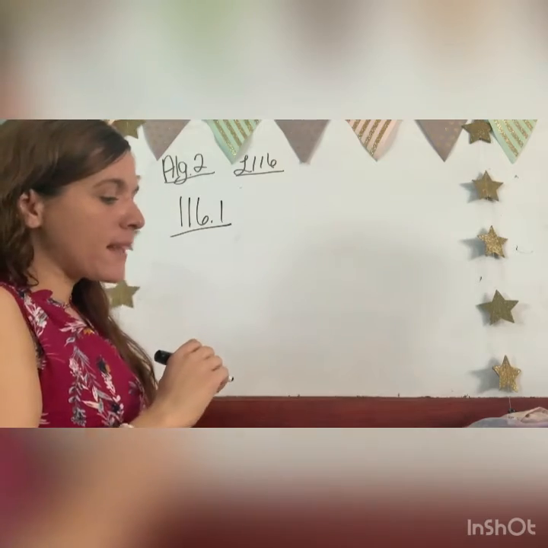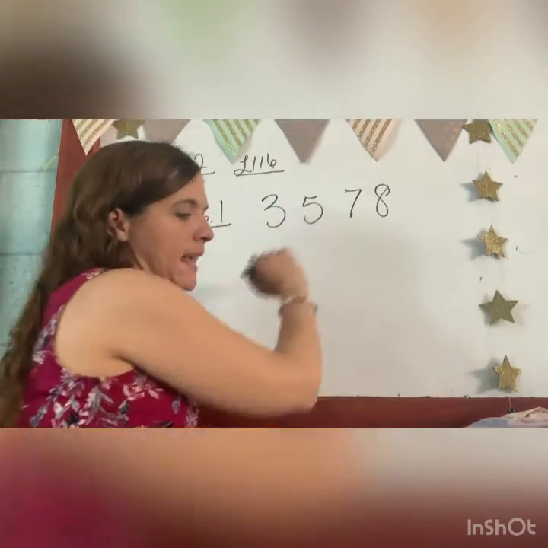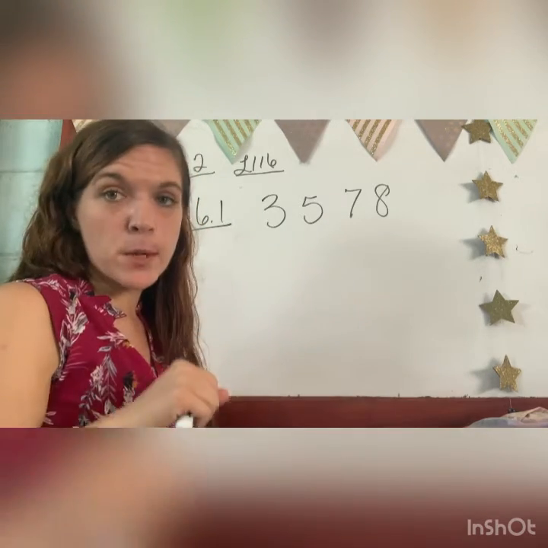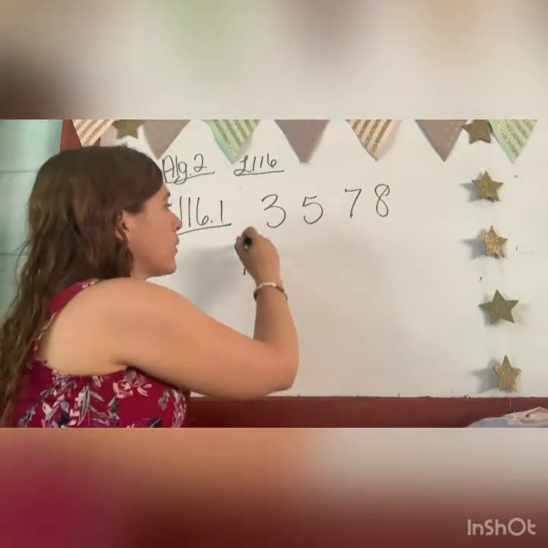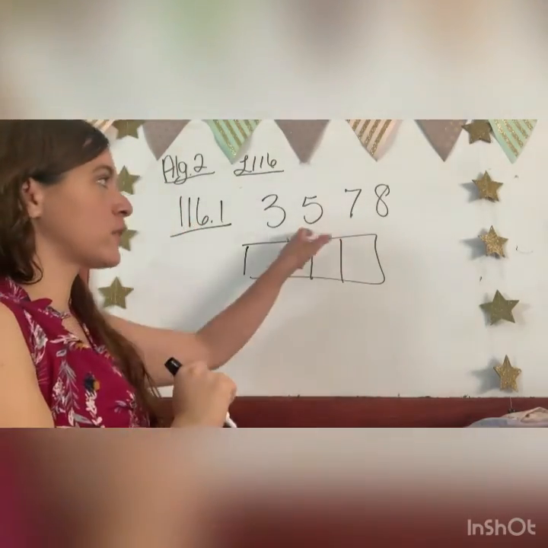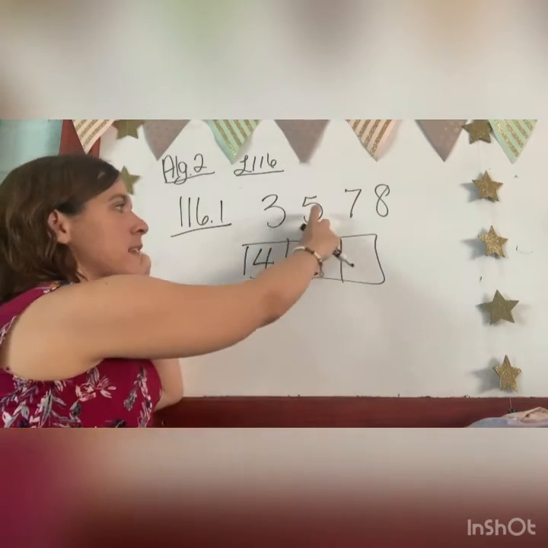How many different ways can the numbers 3, 5, 7, and 8 be arranged if no repetition is permitted? Okay, so we're arranging these. We have 4 boxes because there's 4 numbers. How many options do we have for the first box? 4, because it can either be this, or this.